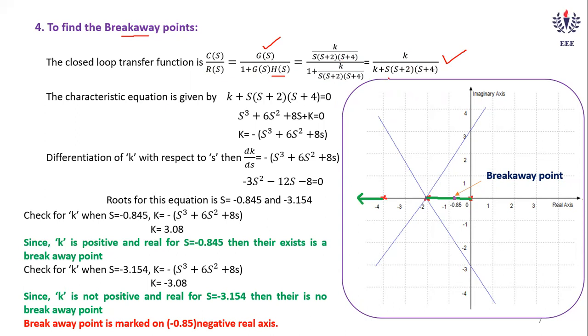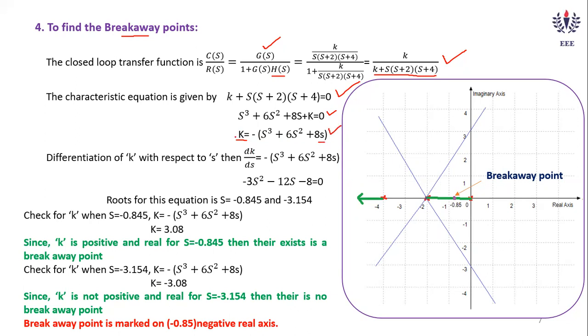From the closed loop transfer function, what is the characteristic equation? K + s(s+2)(s+4) = 0. This is the characteristic equation. Convert this into a polynomial: multiplying it out, s^3 + 6s^2 + 8s + K = 0. From this characteristic equation, we are checking the value of K. That means K = -(s^3 + 6s^2 + 8s). So this is the K equation.